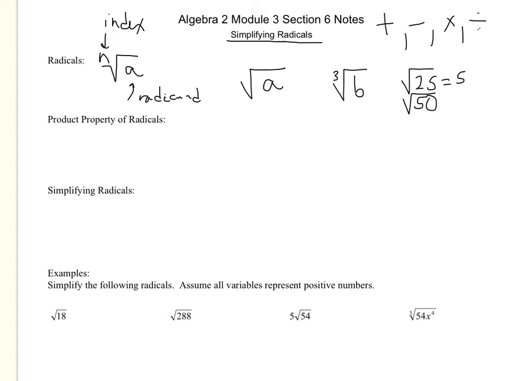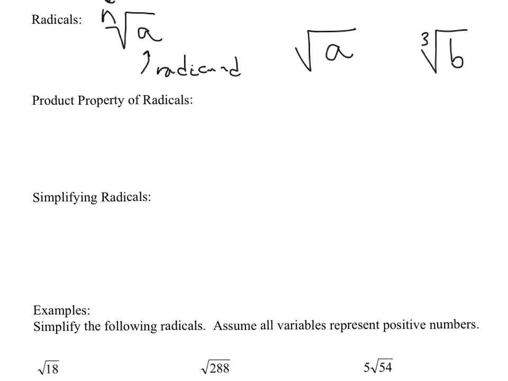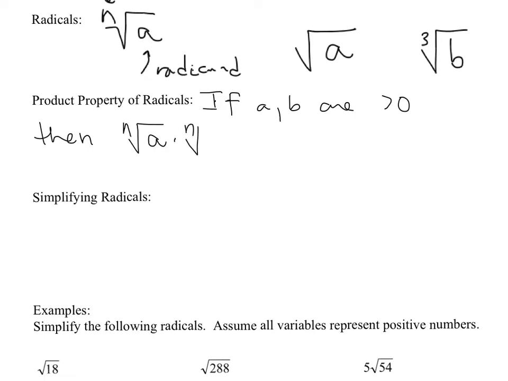So to do this, we're going to have one new rule, a very powerful rule, and this is what's called the product property of radicals. So the product property of radicals says this. It says if a and b are greater than 0, then the square root of a, really the nth root of a, any root, times the nth root of b is simply the nth root of ab.